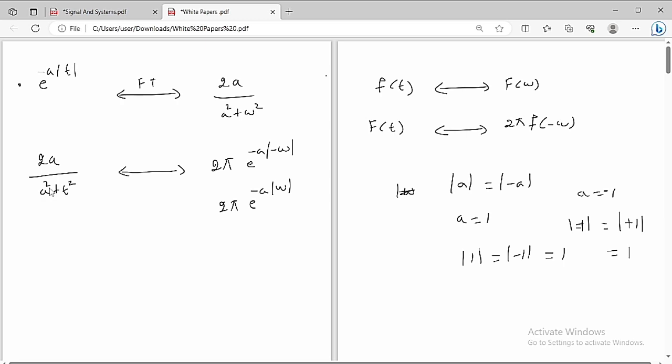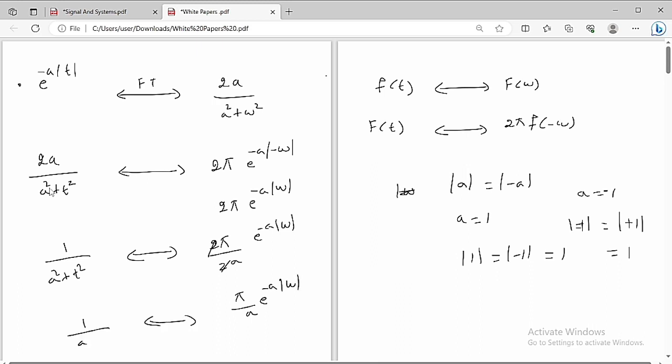So this is the thing that we are going to get. Now, for the signal, this is the Fourier transform. So what I will do, I will divide 2a over both sides. So what I am going to get here, 1 by a square plus b square as a Fourier transform 2 pi by 2a into e to the power of minus a into mod of omega. So if 2 cancels, we are going to get finally pi by a into e to the power of minus a into mod of omega for 1 by a square plus b square. So this is what we have got.